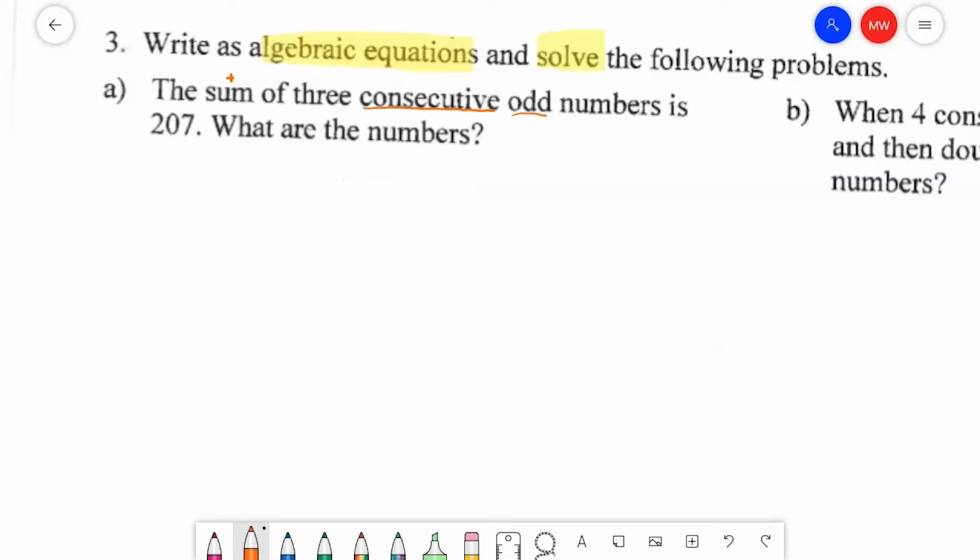So what we might do is we might call the first number x. That means it needs to be added to a number that is 2 numbers higher than it. So let's call that x plus 2. Then you need to add it to one that is 4 higher than the original. So it will be x plus 4. And that will equal 207. And so we're starting to get together a formula here. Let's collect our like terms. We've got 3 groups of x, and we've got 6. That equals 207.